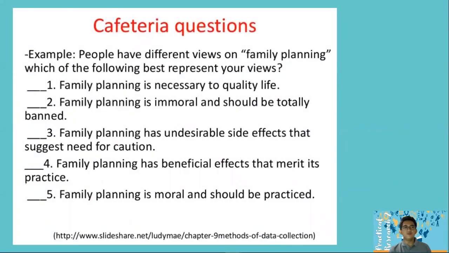Another type of question that you may use on your survey questionnaire or an interview is the cafeteria question. This is a multiple choice type of question in which respondents choose the answer that most closely corresponds to their view. So pipili lang alin sa mga sumusunod ang batay sa inyong opinion. So it is more of an opinionated type of question. It should be open-ended, but since it's a quantitative research, the researcher already gave possible answers and there are no other answers besides the choices given by the researcher.